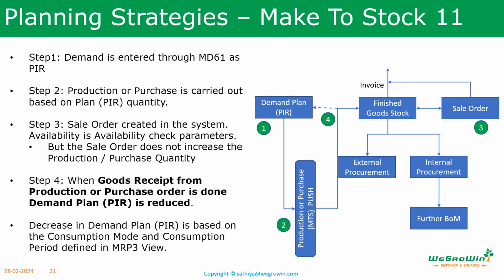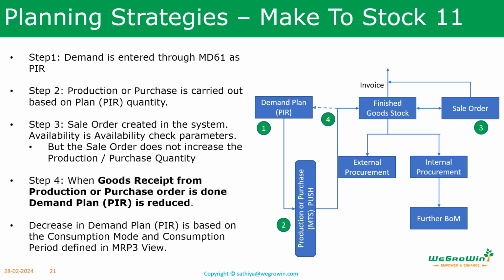And how is the process happening? In step 1, enter the demand. In step 2, production or purchase is carried out based on the plan, not based on considering the inventory balancing. In step 3, sales order is created. Again, sales order does not increase the production or purchase quantity. When the goods are received from production or purchase, demand is reduced.